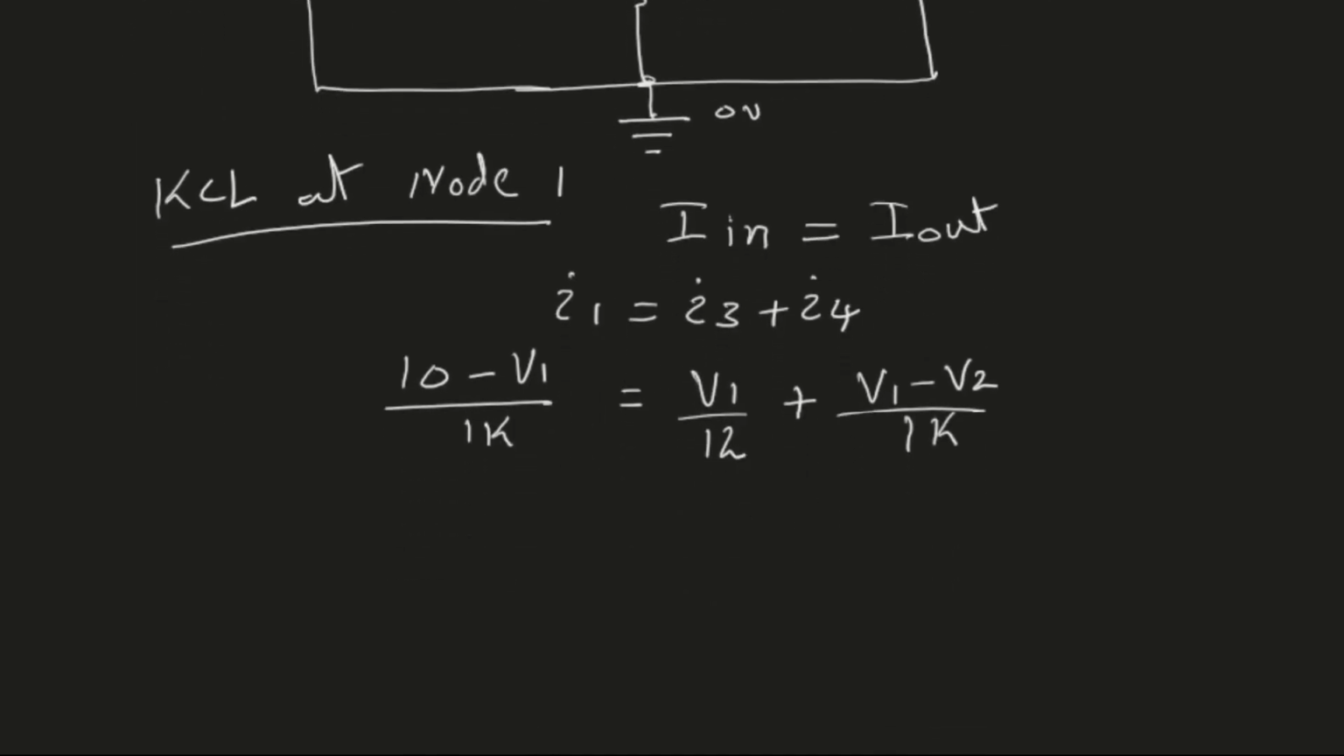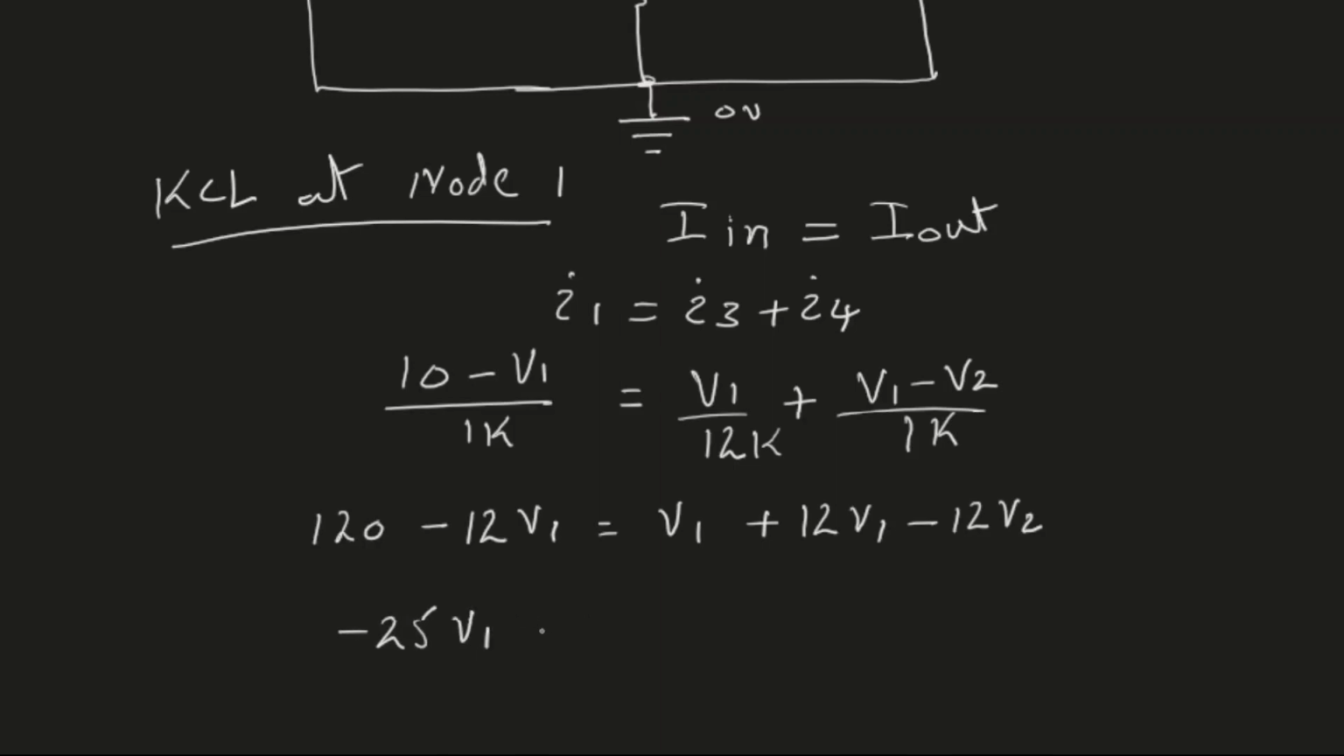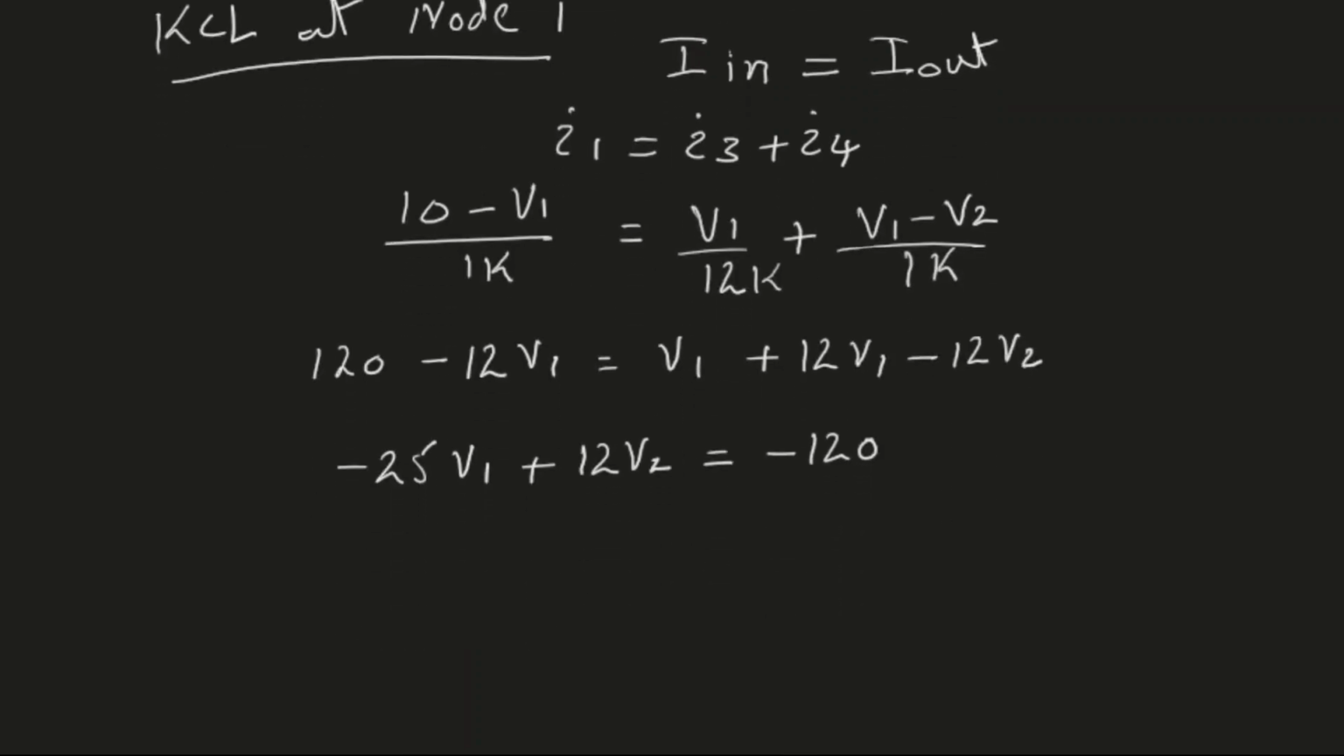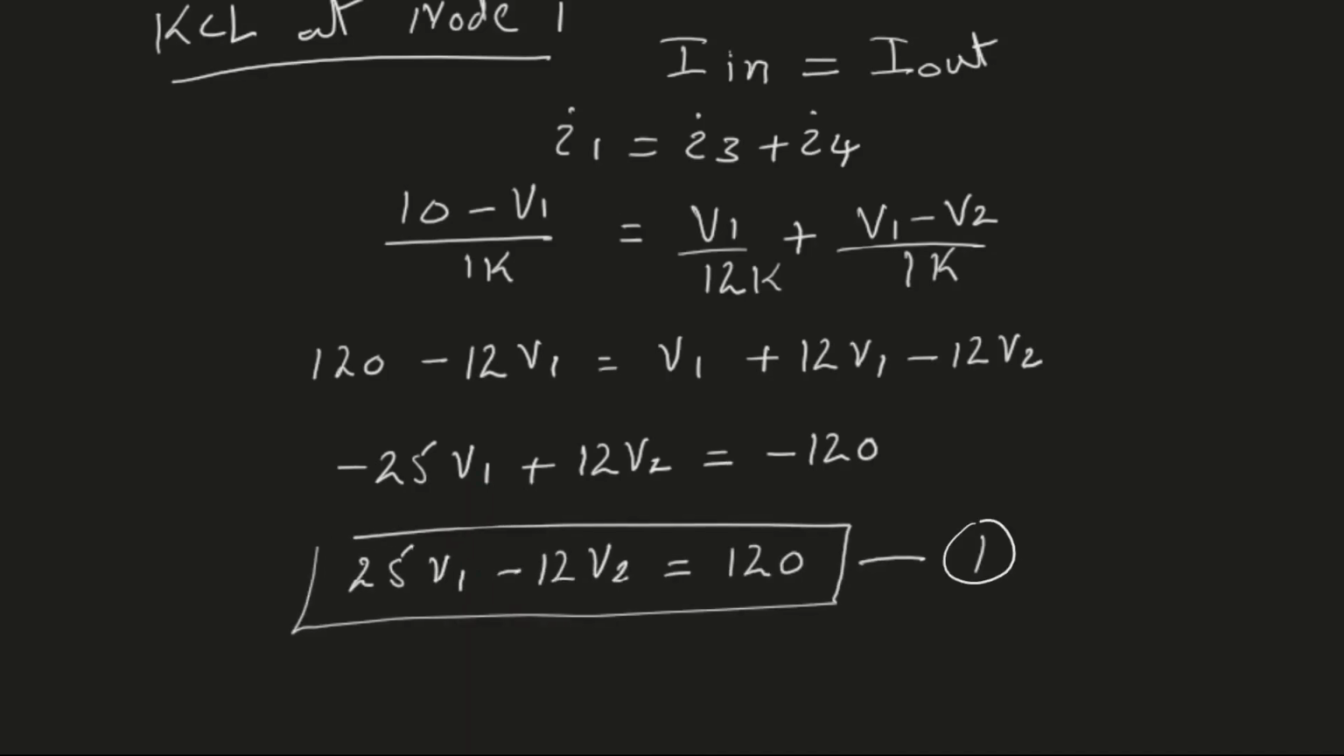Now this is our first equation. We just need to simplify it slightly. I will multiply by 12 kilo on both sides. That will make it 120 minus 12 V1 equals V1 plus 12 V1 minus 12 V2. Now I have negative 12 V1 and negative V1 and negative 12 V1, so that will give me negative 25 V1, and then positive 12 V2 equals negative 120, and I can multiply by minus 1 on both sides, so I will have 25 V1 minus 12 V2 equals 120. So this would be my first equation.